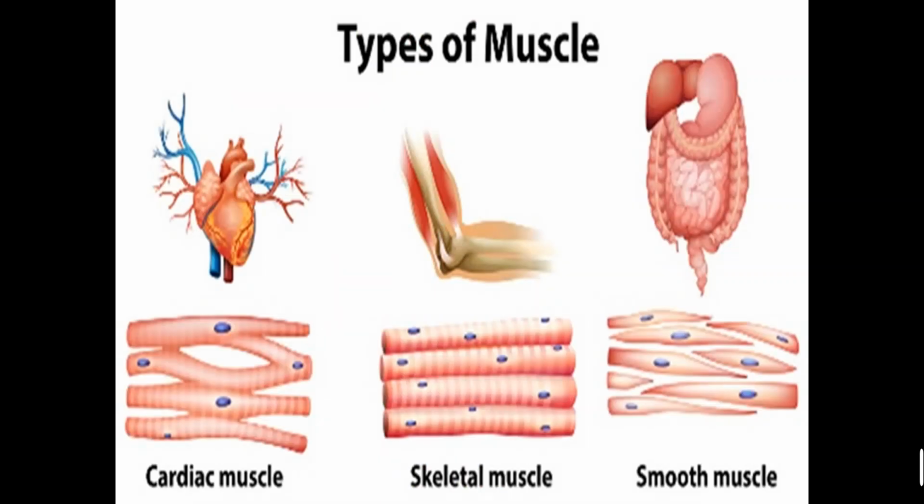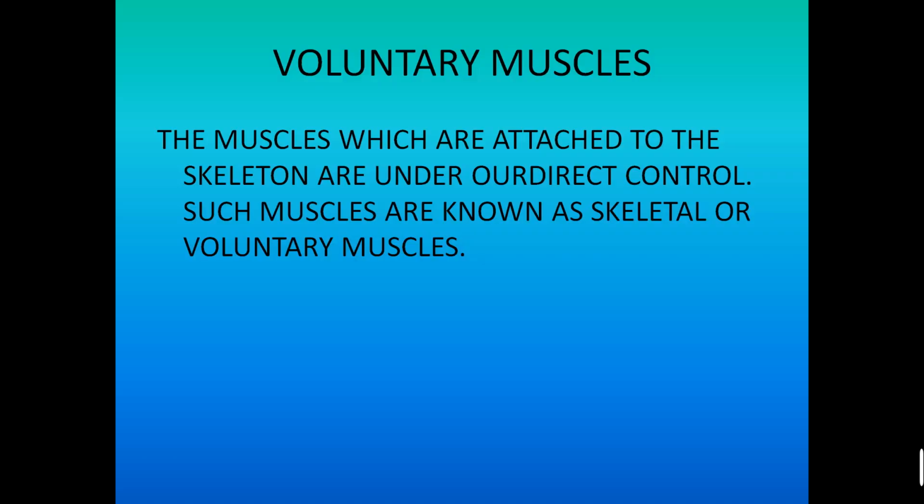Types of muscles. There are three types of muscles: cardiac muscle, skeletal muscle, and smooth muscle. Voluntary muscle. The muscles which are attached to the skeleton are under our direct control. Such muscles are known as skeletal or voluntary muscles.